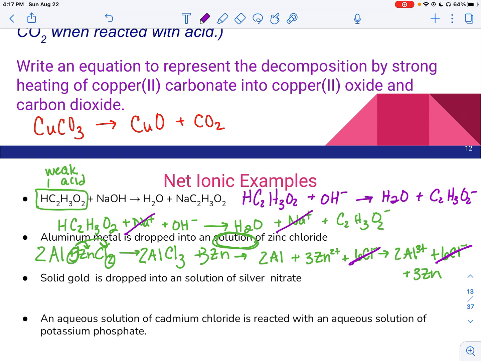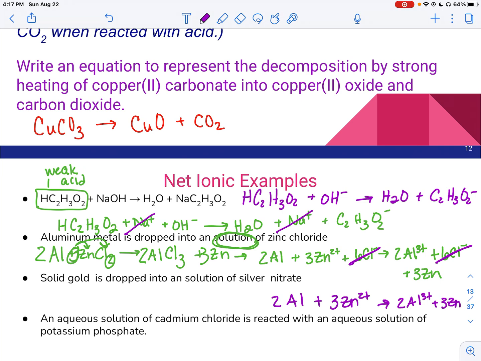I'm just going to write it down here and then erase it. So then we end up with 2Al plus 3Zn2+ gives us 2Al3+ plus 3Zn. Okay? And this is what I meant.